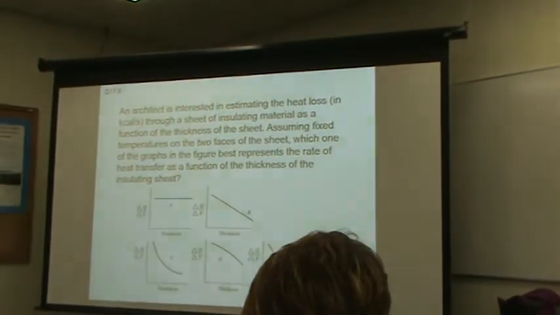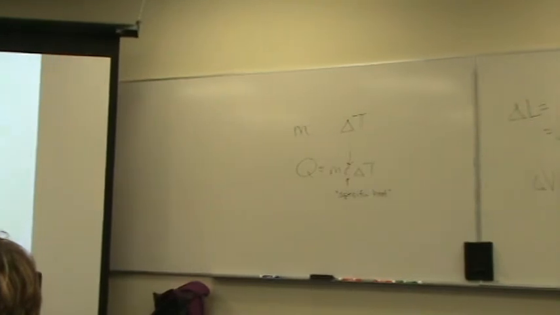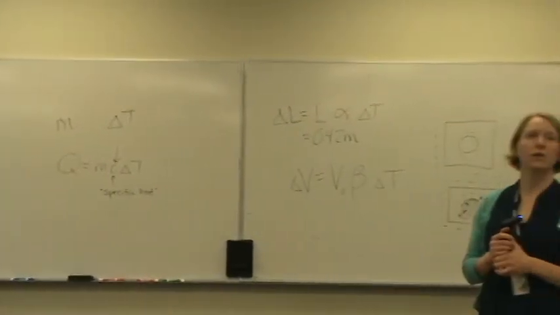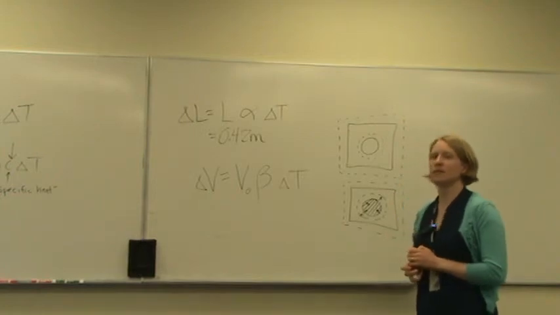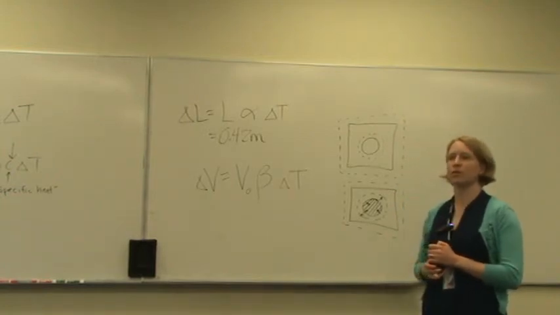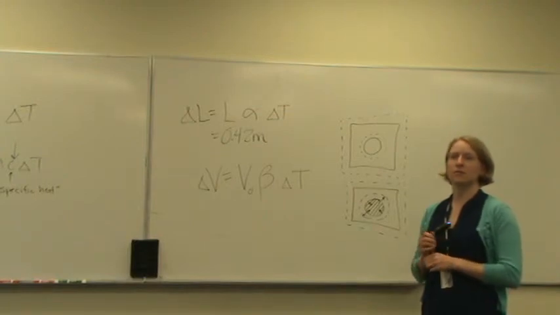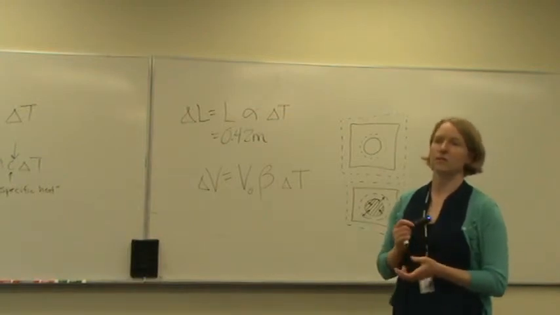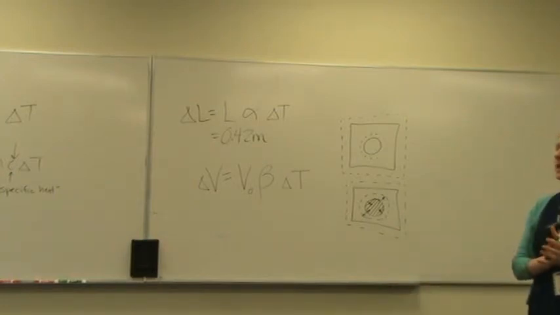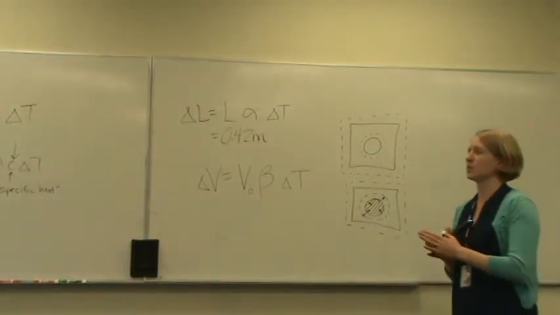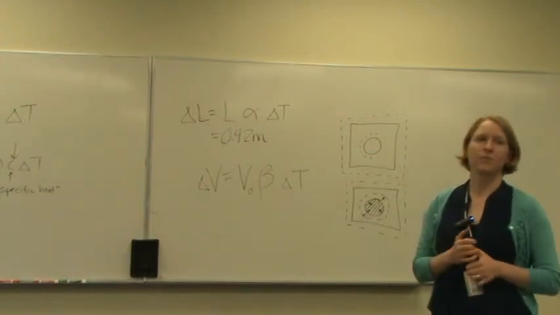Okay, who thinks the answer is A? Who thinks it's B? 1, 2, 3, 4, 5, 6, 7, 8. Who thinks it's C? 1, 2, 3, 4. Who thinks it's D? And who thinks it's E? Okay, so the most votes we got was for B, and then 4 votes for C. So somebody who chose B, why did you choose B?